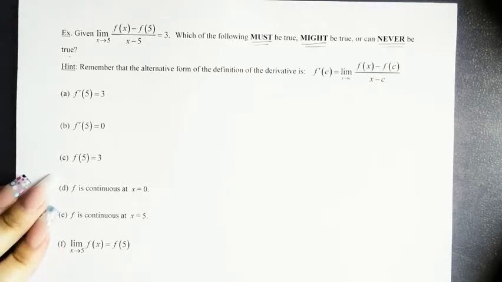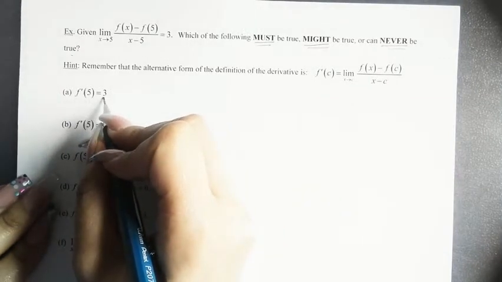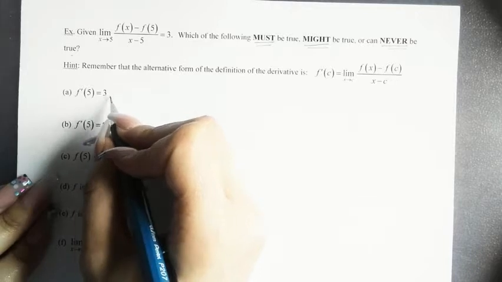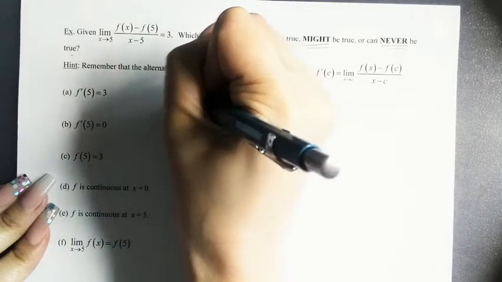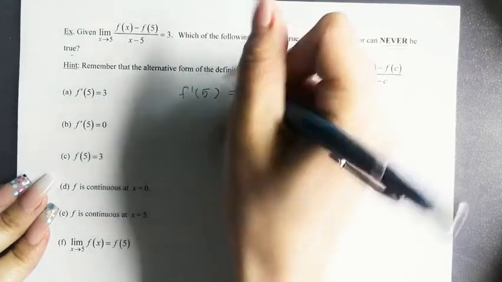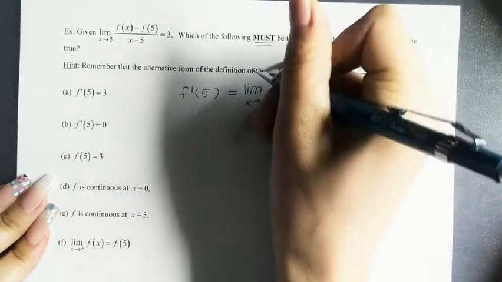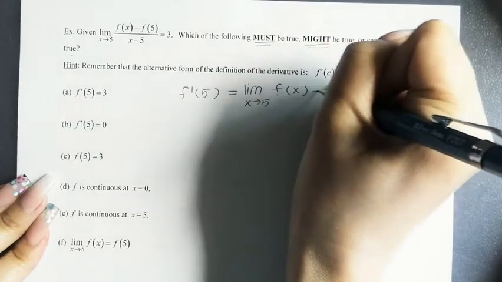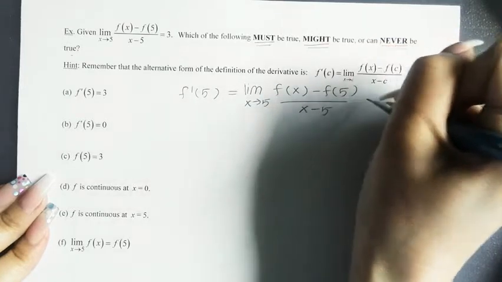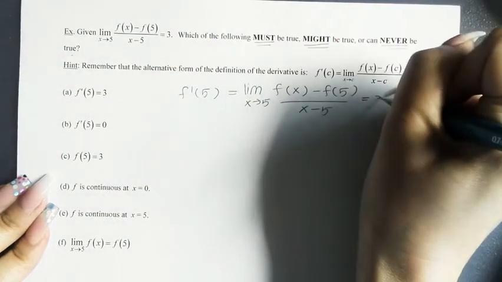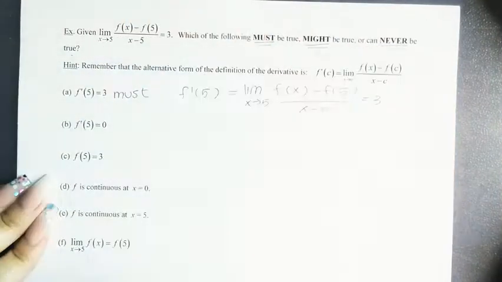Okay, so let's look at this one. F prime of 5 is equal to 3. Is this correct? Absolutely. Why? You know that f prime of 5 is equal to the limit when x approaches 5 of f of x minus f of 5 divided by x minus 5. And this, by the hypothesis, you know that this is 3. So this is a must. Of course that's true.